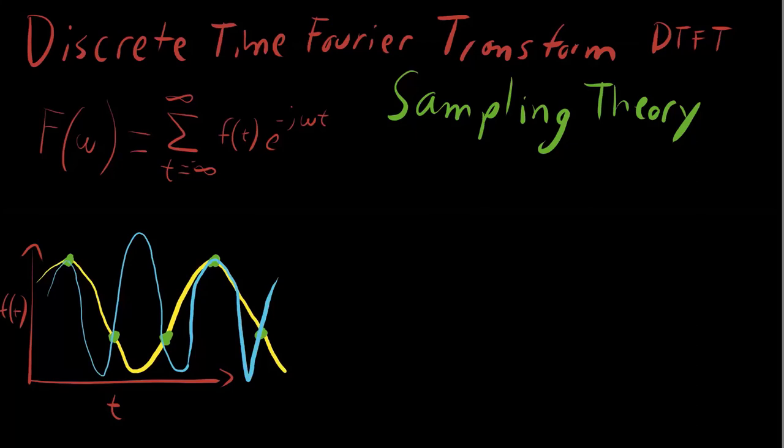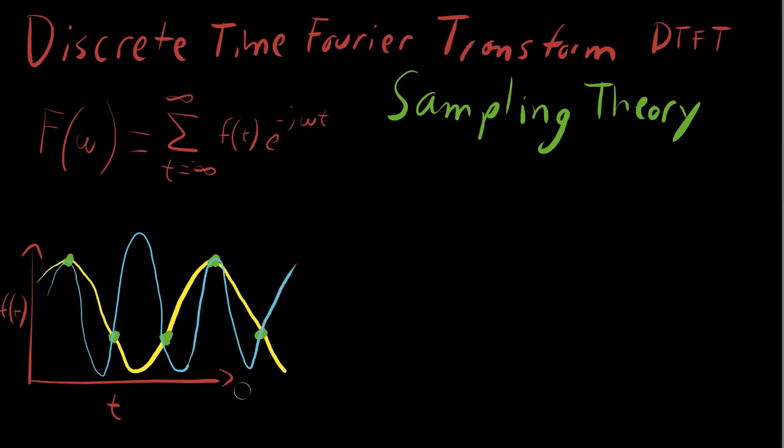Well, that didn't go so right, but let's try this part again. This curve happens to have a frequency exactly twice the yellow one. The blue one has a frequency that's twice the yellow one. And note, it goes through every single one of the points just as well, except I can't draw very well, so it looks a little funky.